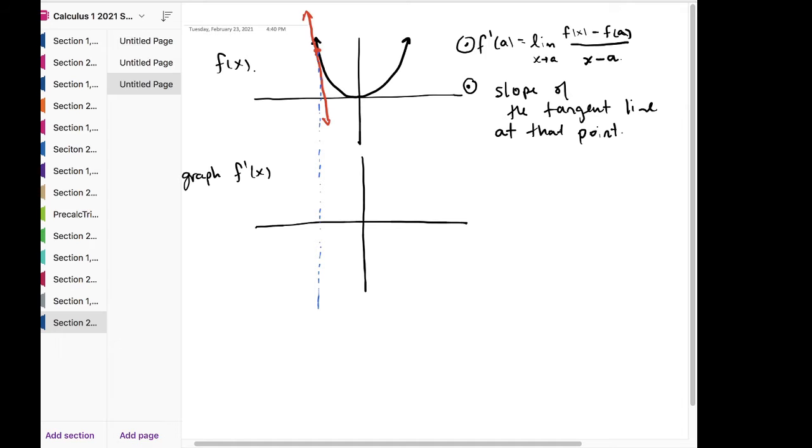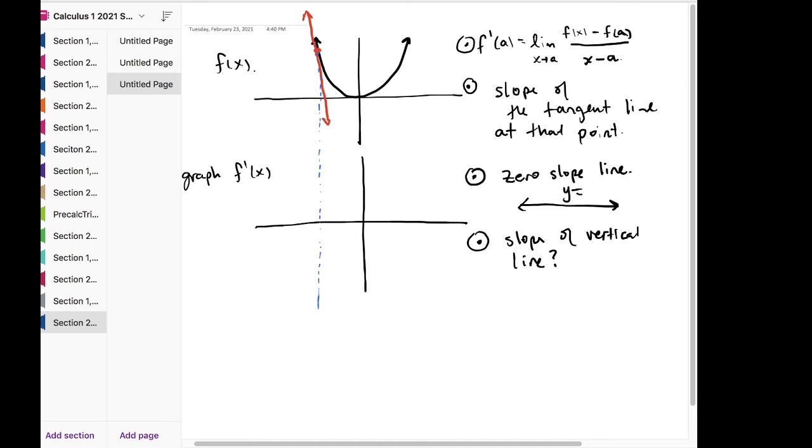Okay, so let's identify what a zero slope looks like. A zero slope line. Is it vertical or horizontal? Right, it's horizontal. Now, actually, what is the slope of a vertical line? Yeah, there is none, right?